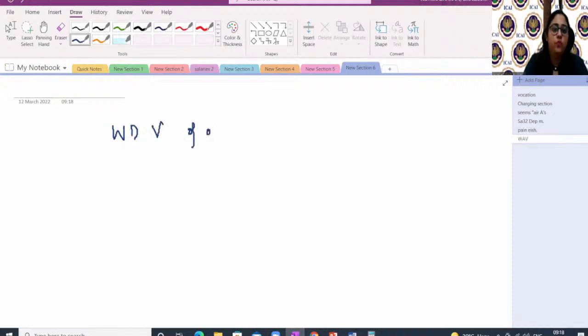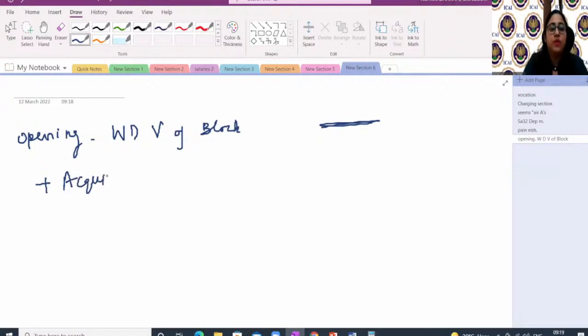Opening WDV of the block. हर block का अलग calculation would happen. You may be given opening WDV or you will start from that. Then you have to add acquisitions, जो इस साल में assets you have acquired and put to use. This student put to use is very important.